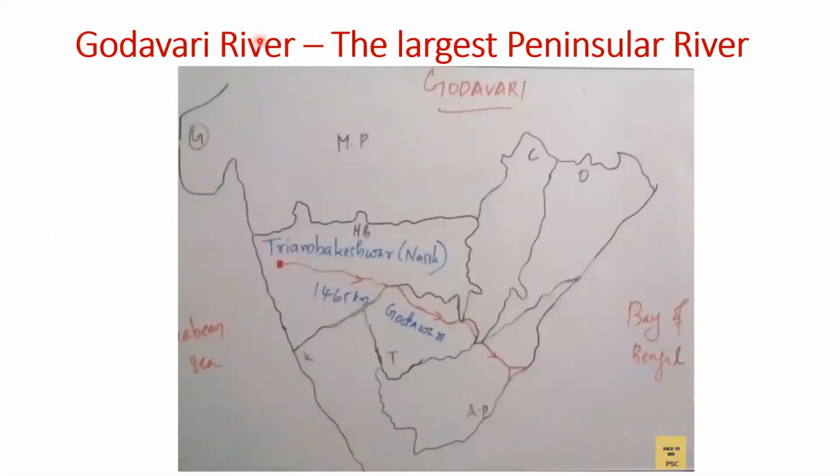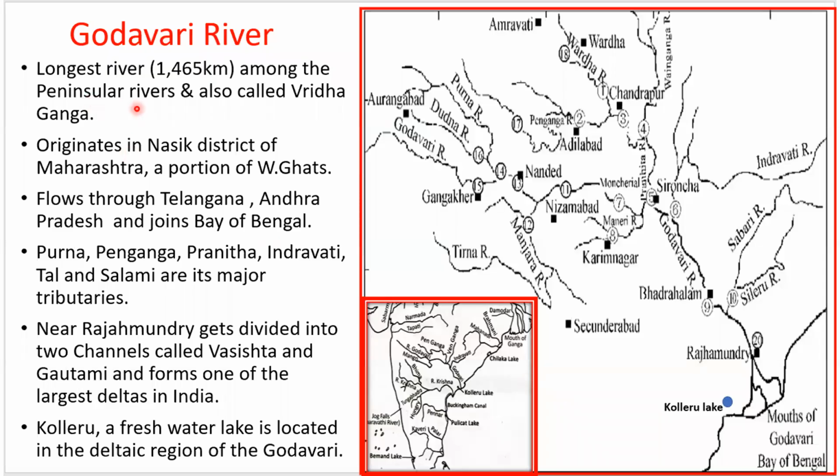Next, Godavari. Godavari is the largest peninsular river of India. It originates in Trimbakeshwar in the Nasik district of Maharashtra. It flows through Maharashtra, enters Telangana and then Andhra Pradesh, and finally drains into the Bay of Bengal. It is the longest river among the peninsular rivers and is also called Vriddha Ganga.